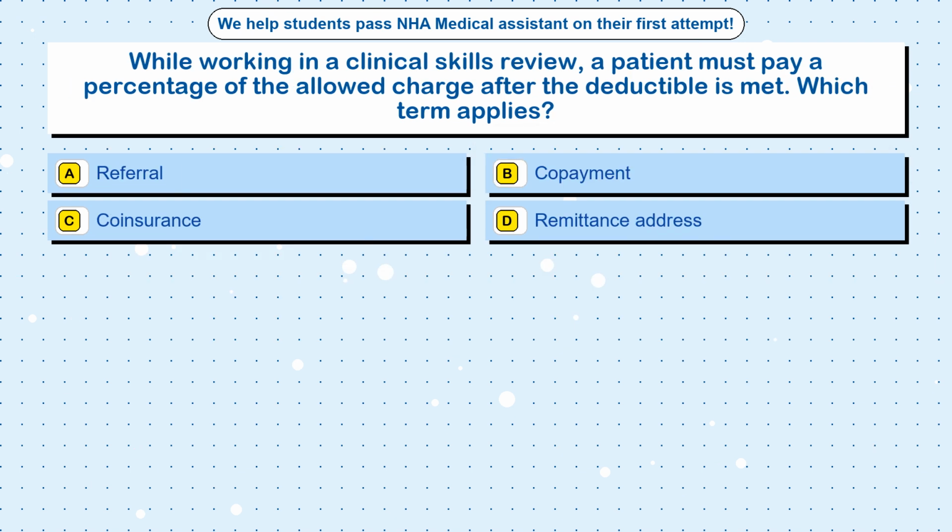Question 36. While working in a clinical skills review, a patient must pay a percentage of the allowed charge after the deductible is met. Which term applies? Option A, referral. Option B, copayment. Option C, coinsurance. Option D, a remittance address.